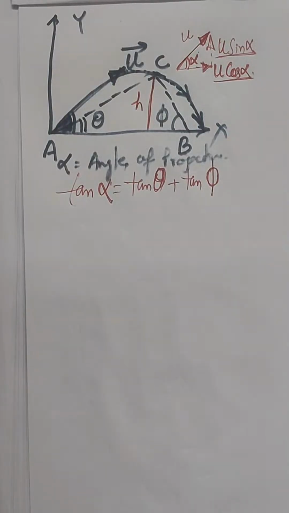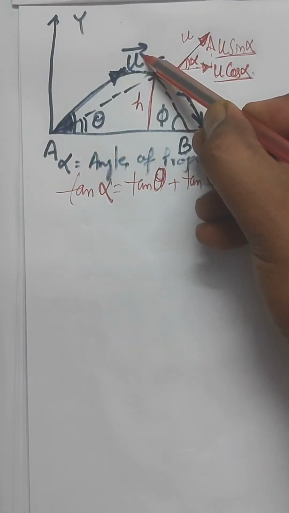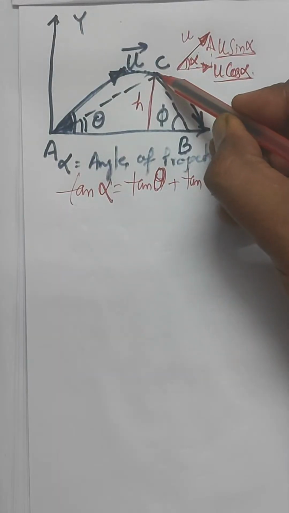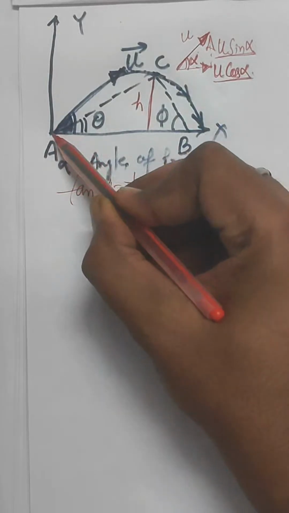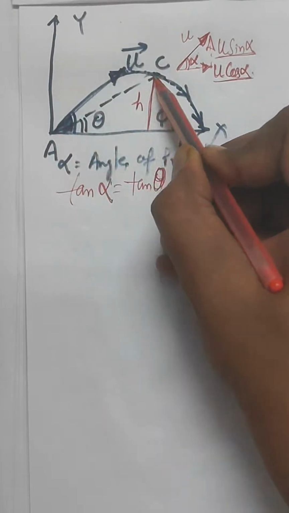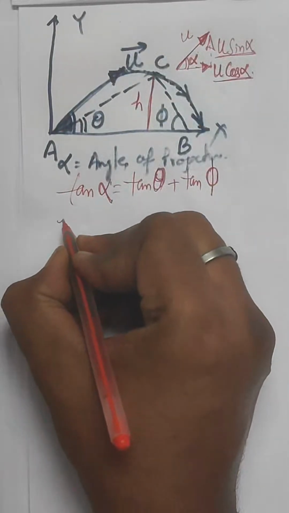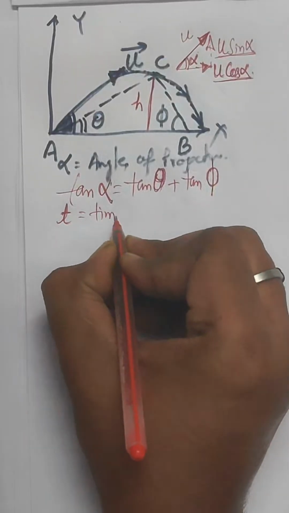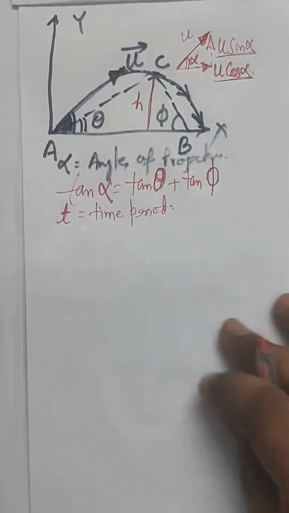Now coming to the explanation. Let u be the initial velocity of the projectile, and this C is the vertex. Let t be the time taken from when the projectile is fired from A to when it reaches C, that is, to reach the maximum height. Let t be the time period.